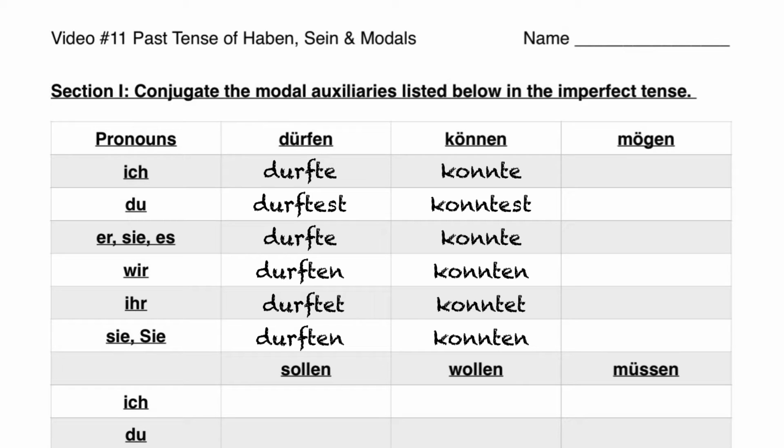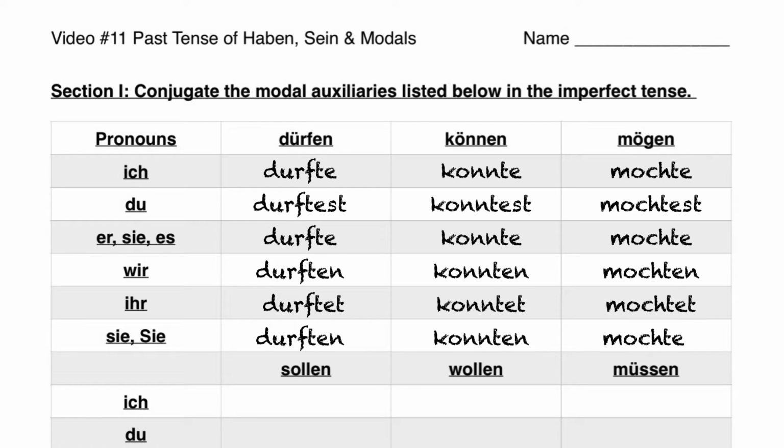Mögen changes quite a bit and actually changes to something that looks similar but is actually a little bit different. We have mochte. It looks a lot like möchten, but that's actually the subjunctive mood form of mögen. So whenever you say ich möchte, I would like, you're actually using the subjunctive mood for mögen. This is the simple past tense, mochte. Du mochtest, sie es mochte, wir mochten, ihr mochtet, sie mochten.